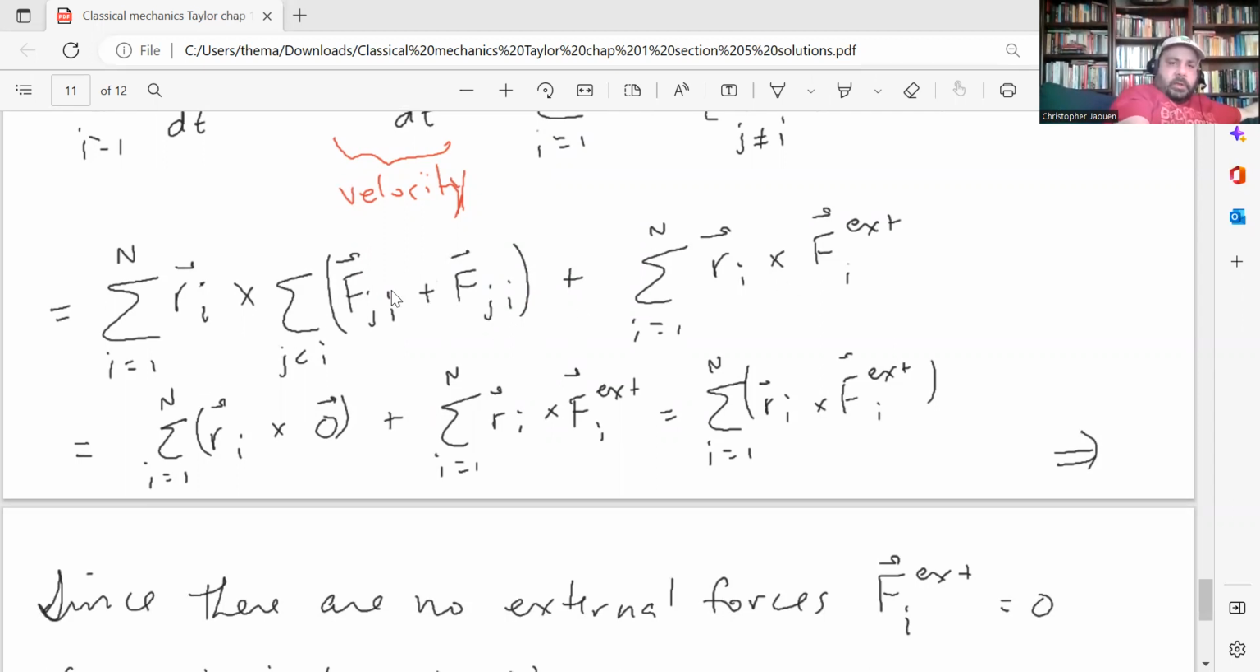you can use Newton's third law to show that this sum is 0 because all of these are 0. And when you take the cross product of anything with the 0 vector, you get the 0 vector from that. So plus this Ri cross the sum of i going from 1 to n of Ri cross Fi external. And this simplifies to this because, like I said, this is 0.